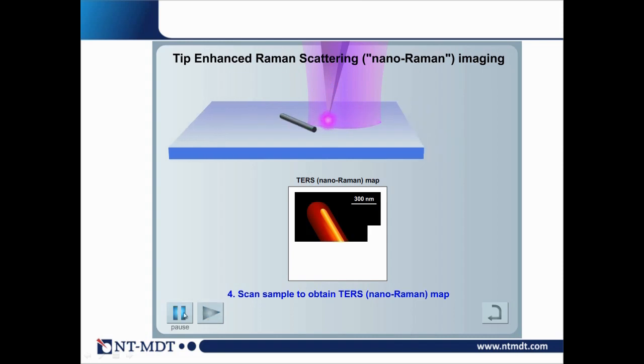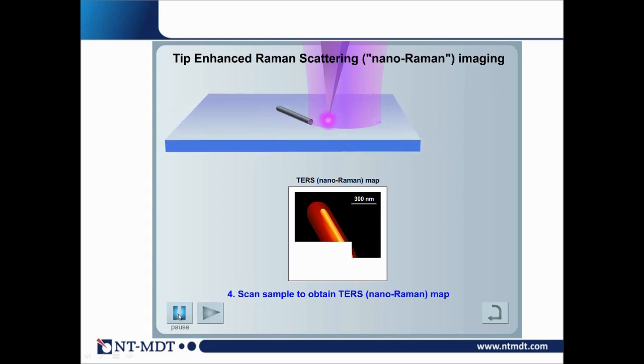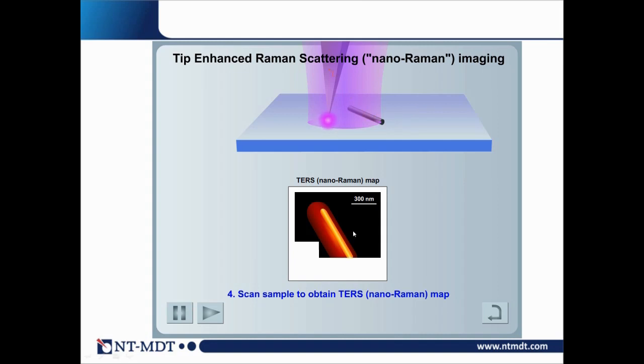So as a result of such scanning, if we collect the Raman response from the sample, we're going to get an image like that. This white image, the low intensity image, is a diffraction limited Raman, micro-Raman, a classical far-field Raman image of the nanotube, and it's diffraction limited. Its width is going to be about 200, 300 or 400 nanometers depending on the objective.